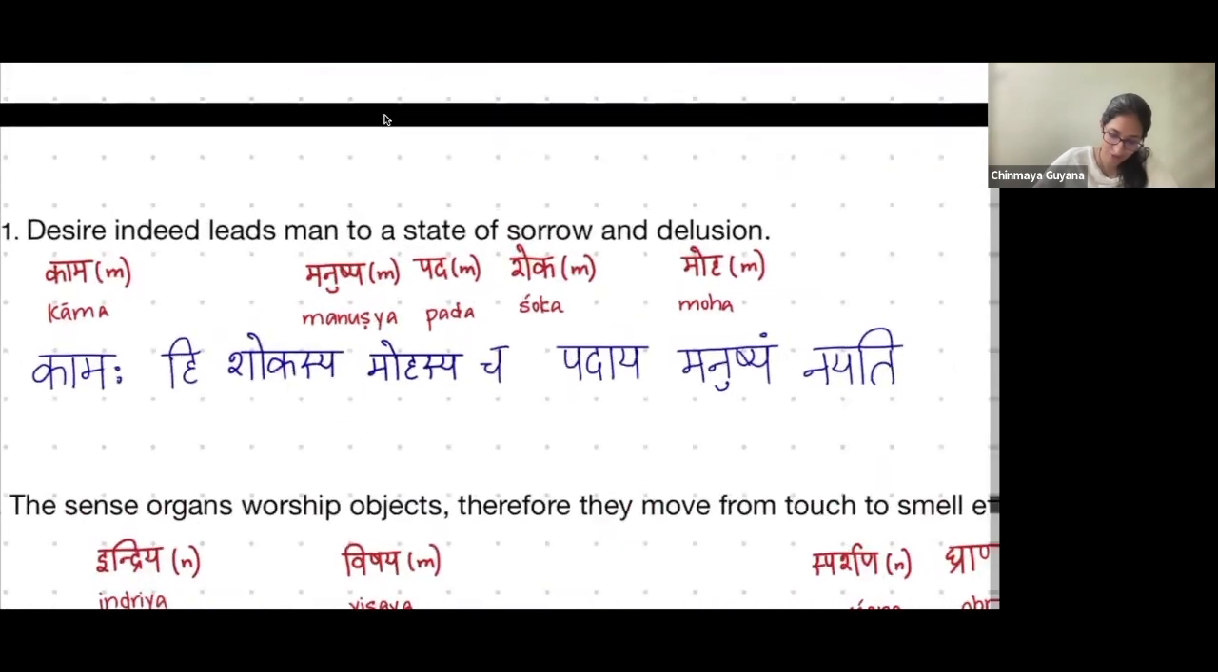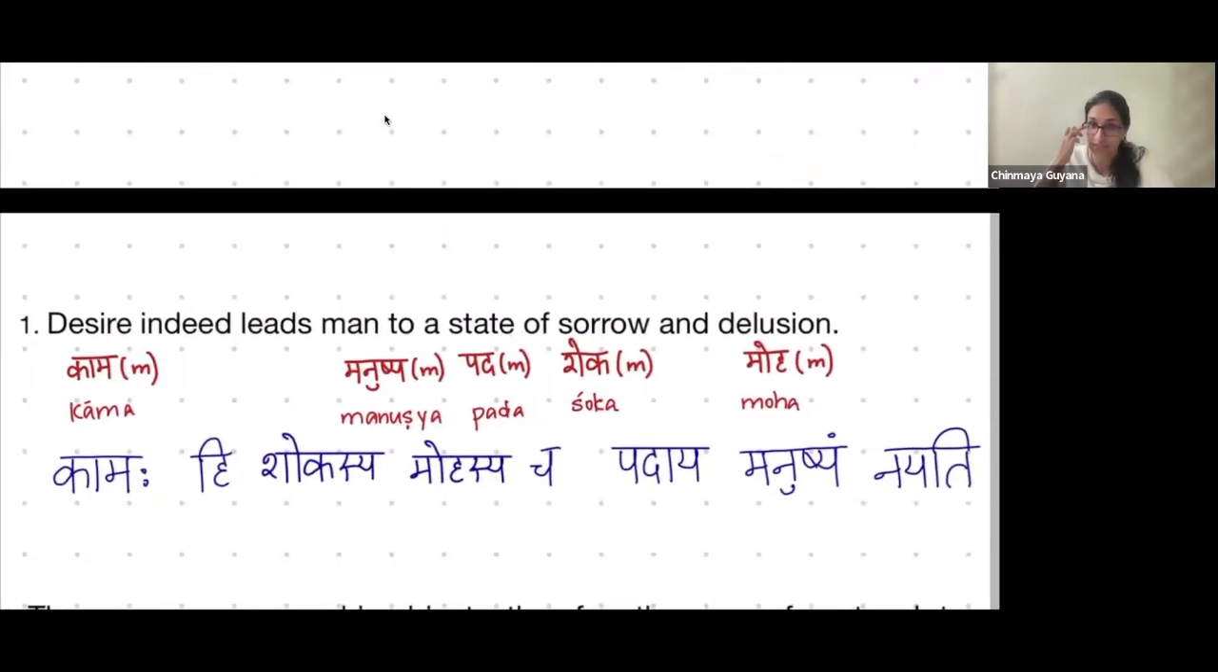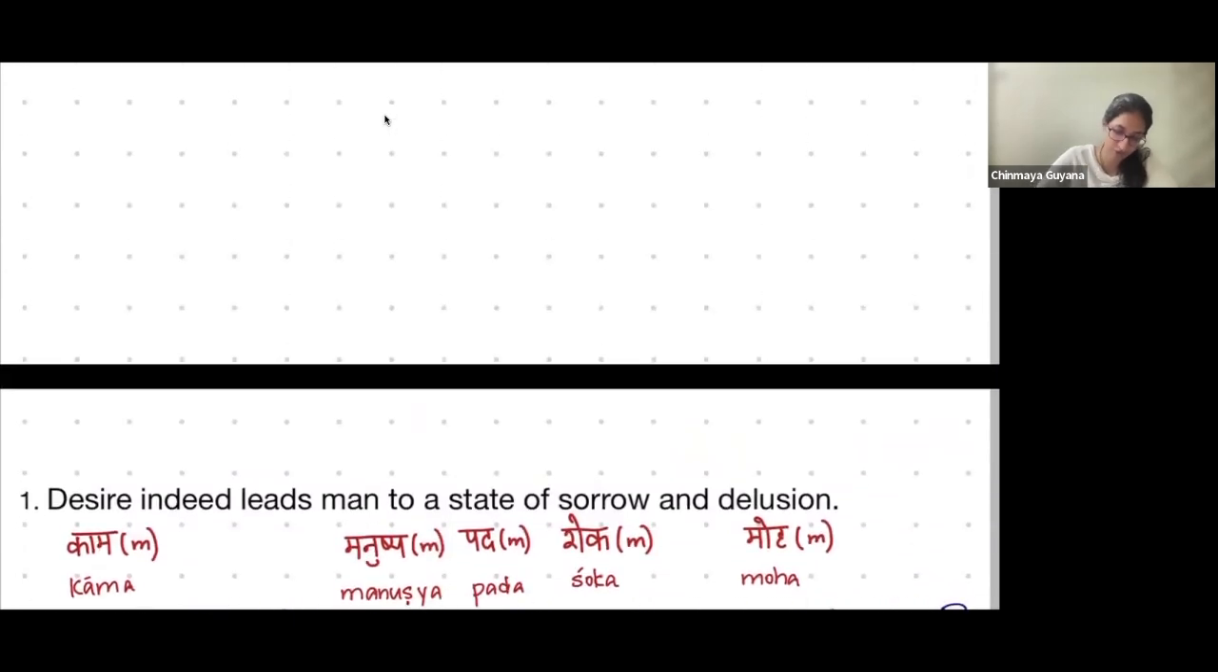Okay. English to Sanskrit. Desire indeed leads man to a state of sorrow and delusion. So now leave the translation and just let's figure out cases and verbs. Desire indeed leads man to a state of sorrow and delusion. What is our verb? Verb is leads. What is our subject? What leads? Desire leads.